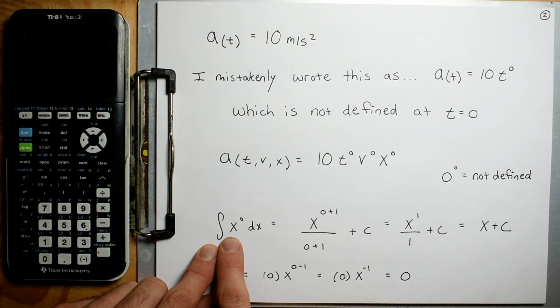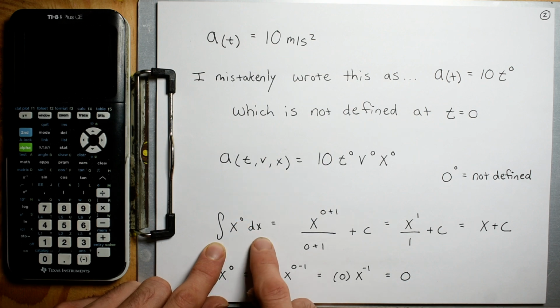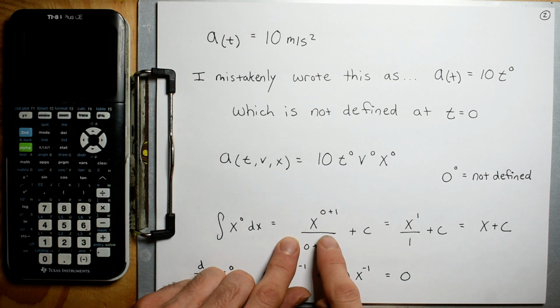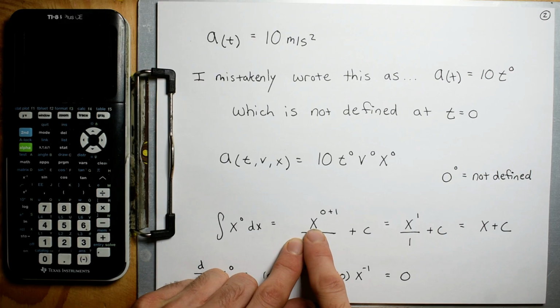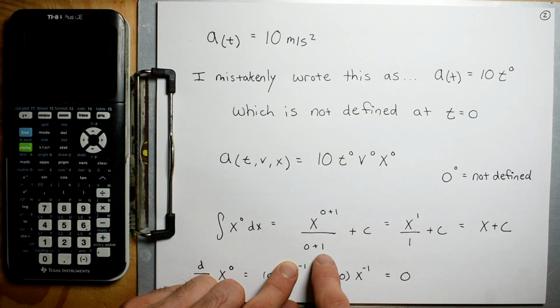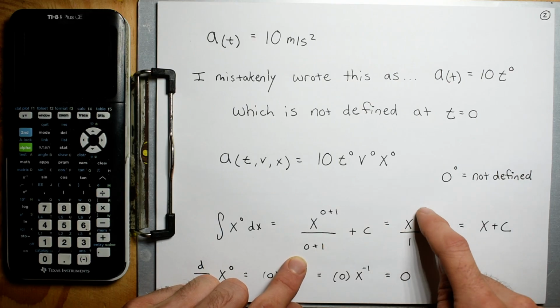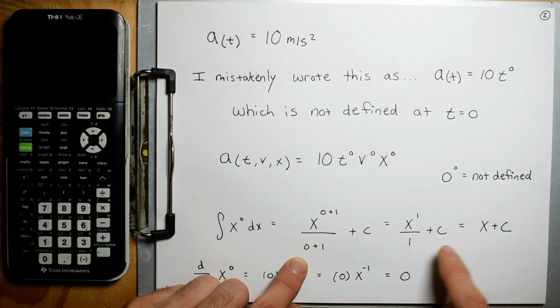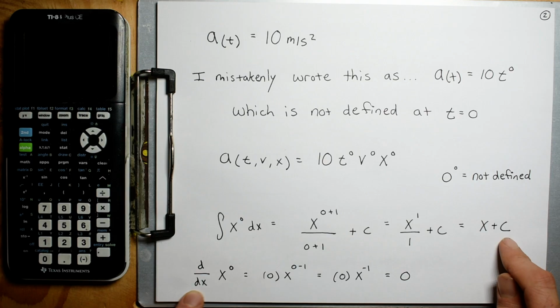Let's integrate just a basic equation, x to the 0 dx, and see what we get. We're going to use the power rule, where the power goes 0 plus 1, and then we divide by 0 plus 1. So this is x to the 1 divided by 1. This is x, and then remember your constant.